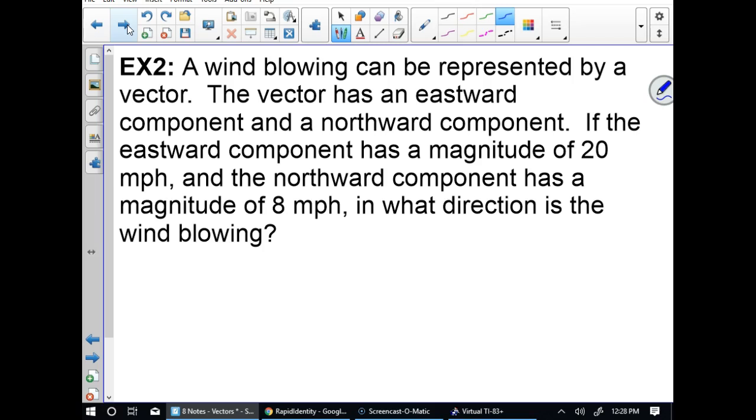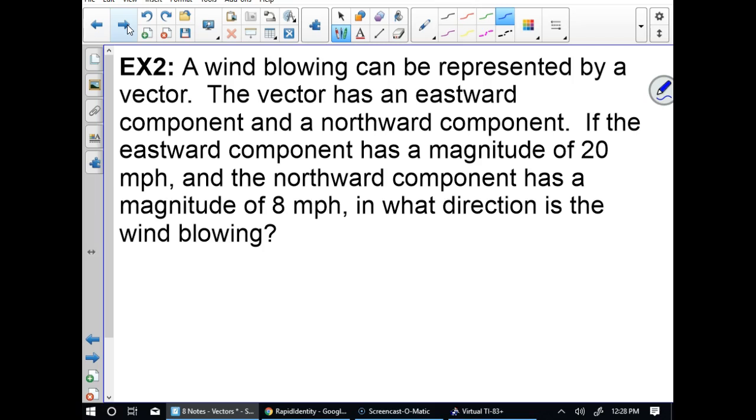The vector has an eastward component and a northward component. If the eastward component has a magnitude of 20 miles per hour and the northward component has a magnitude of 8 miles per hour, in what direction is the wind blowing?